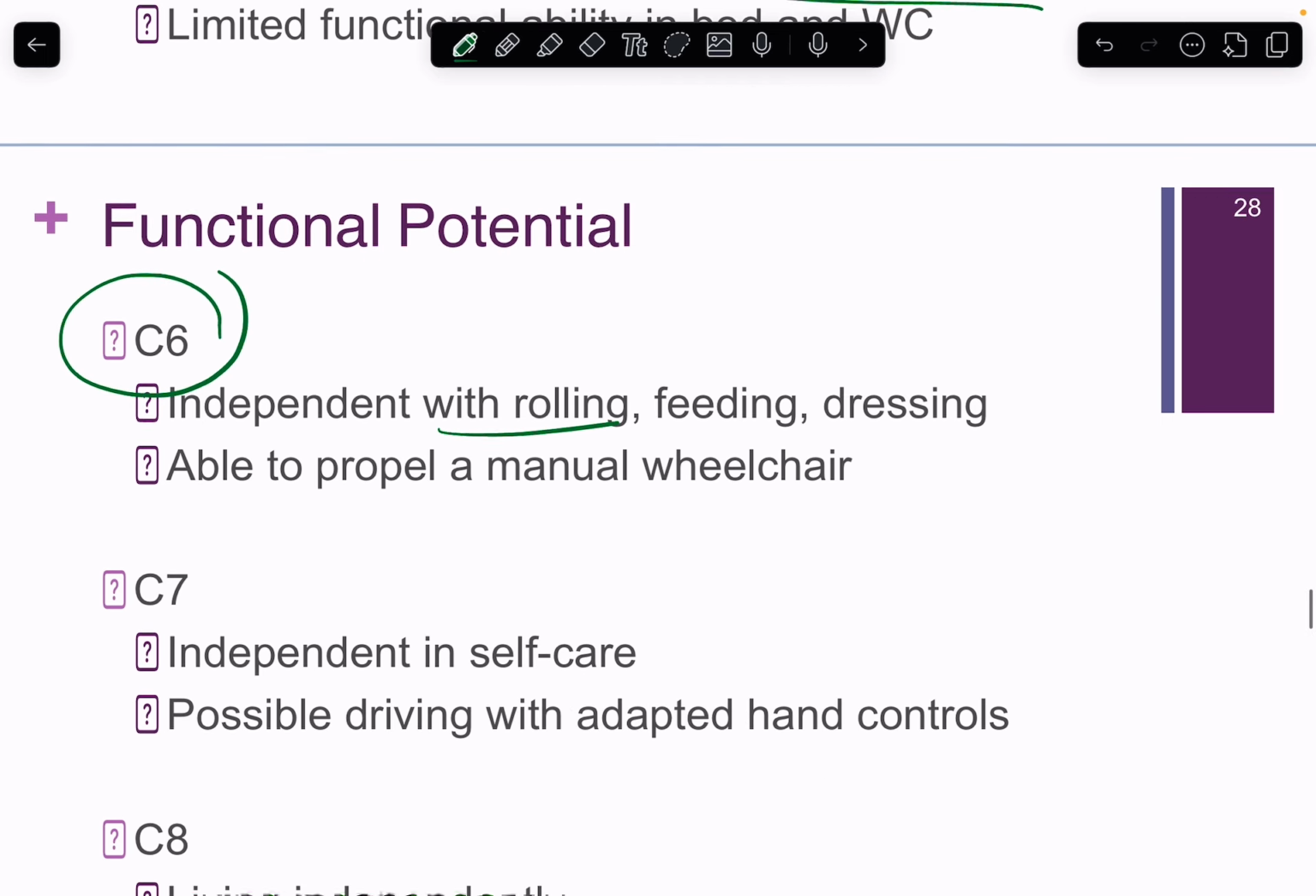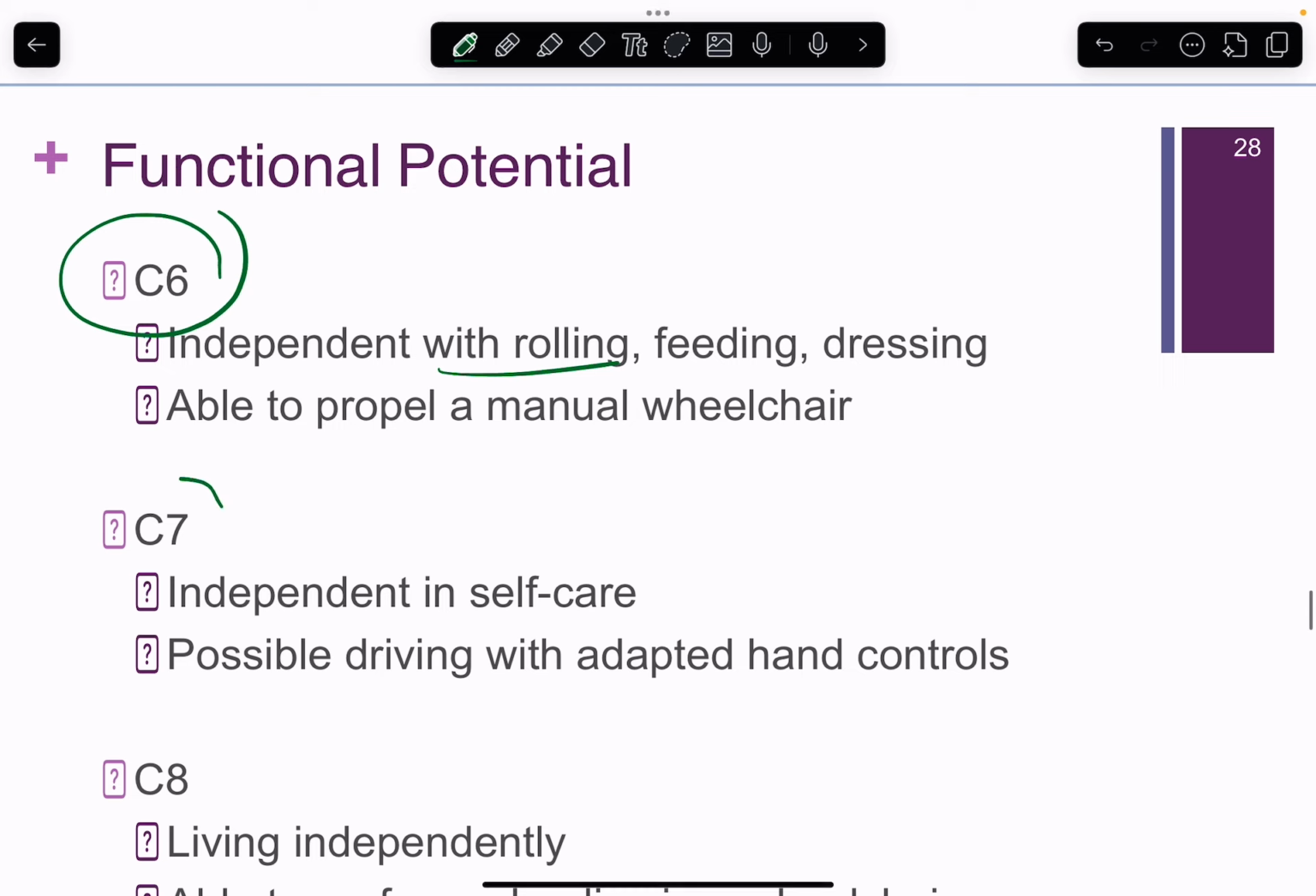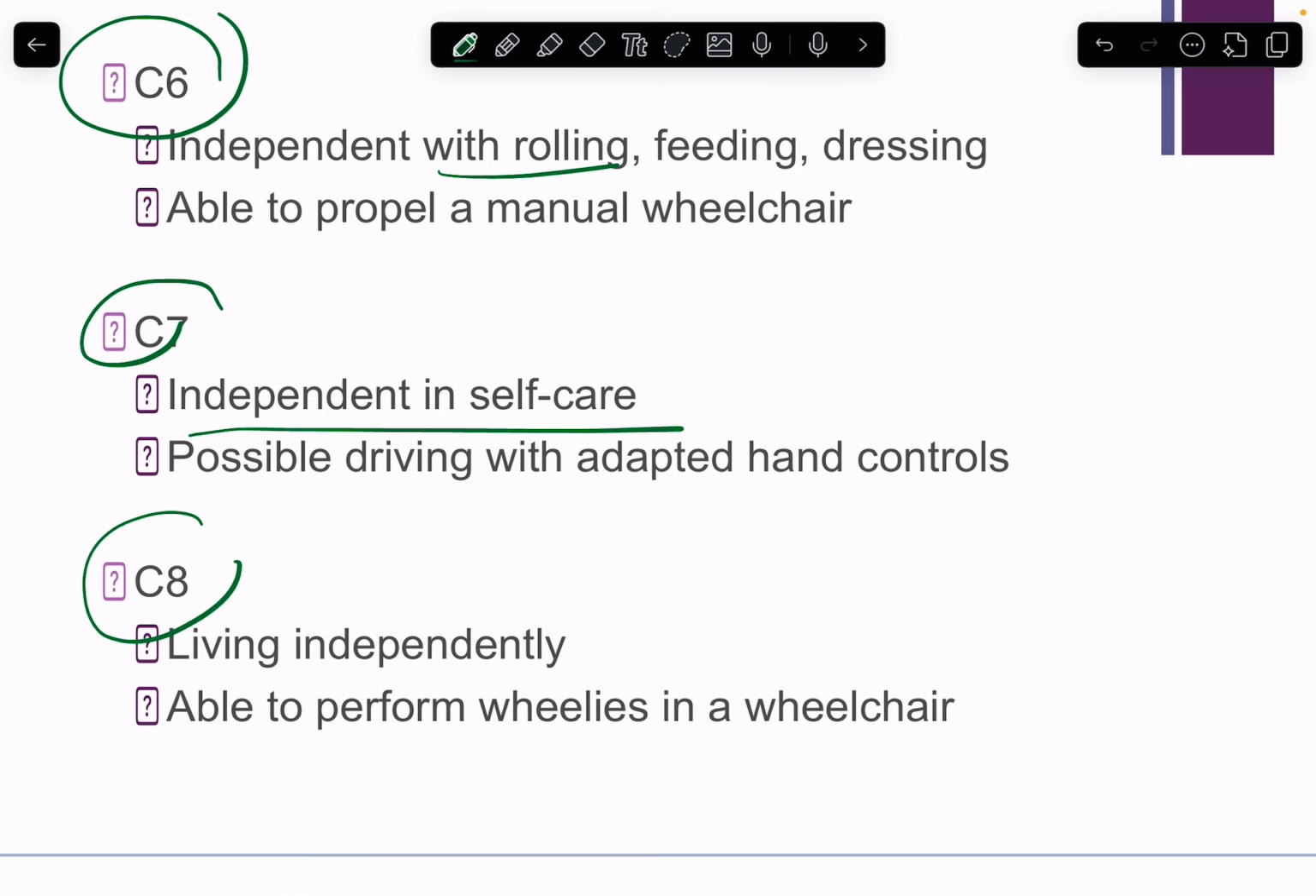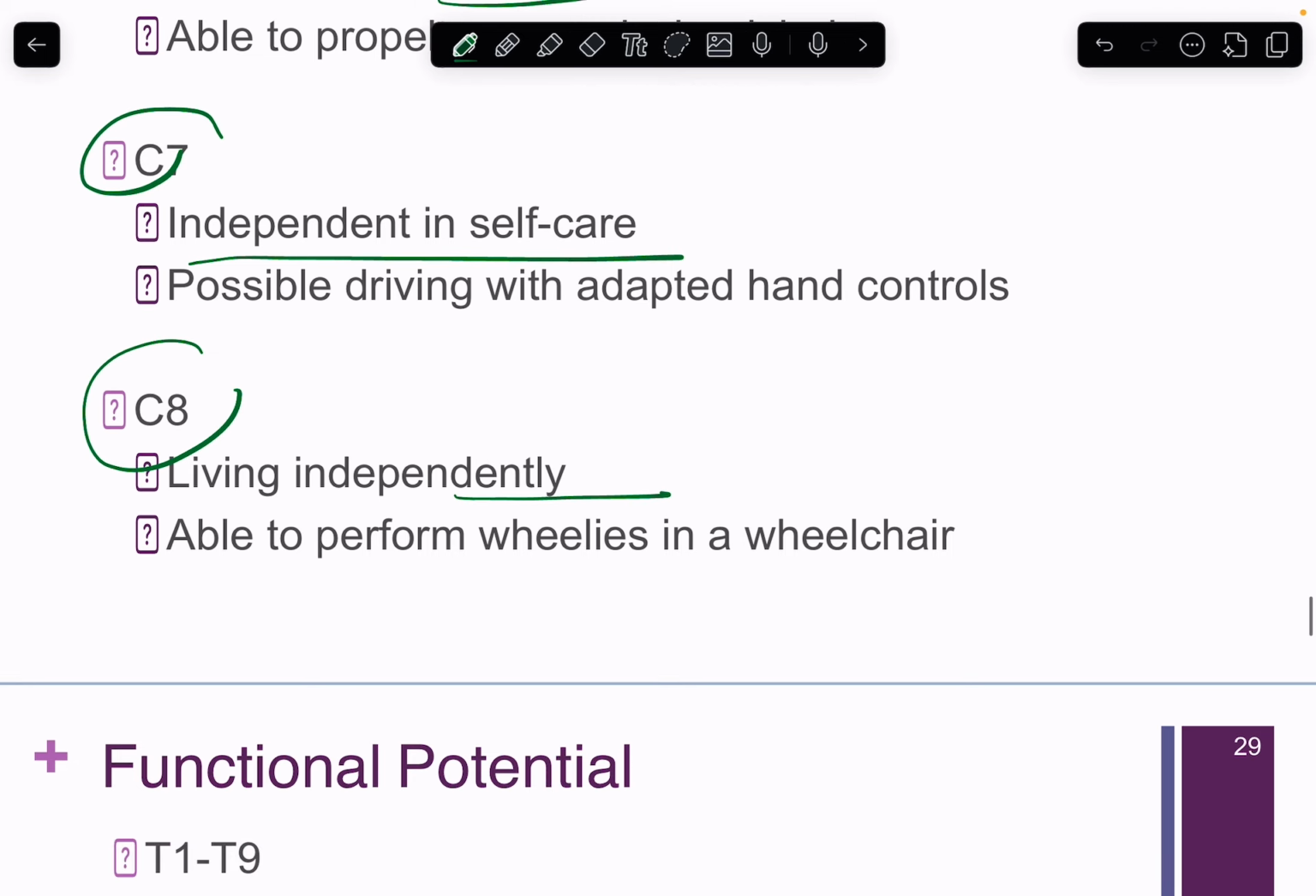C7 is now independent in self-care, as long as they have elbow extension, and they will use the tenodesis effect. C8 can now live independently, and they can have function up to their fingers, and can perform wheelies in a wheelchair.